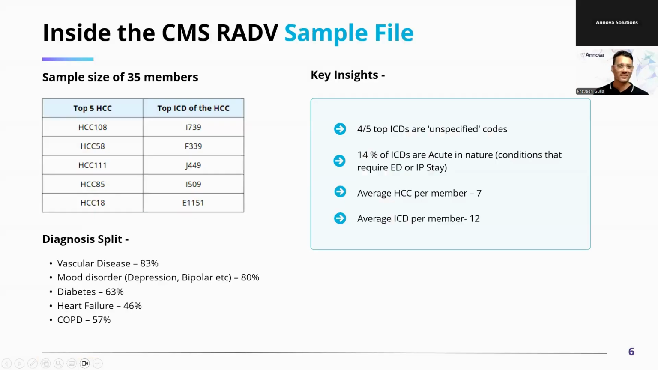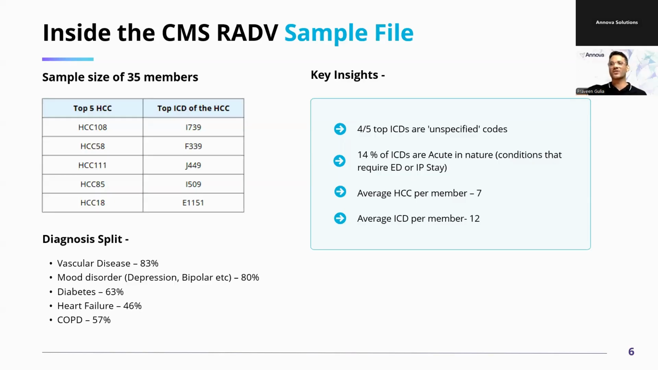This is our analysis. We have toned it down and made it fairly simple, of the CMS RADV sample that a health plan that we have worked with has received. You all know that 35 members is the RADV enrollee sample that CMS is sending them, right? And we have just broken it down, and we are confirming the findings, which are in alignment with OIG's findings.